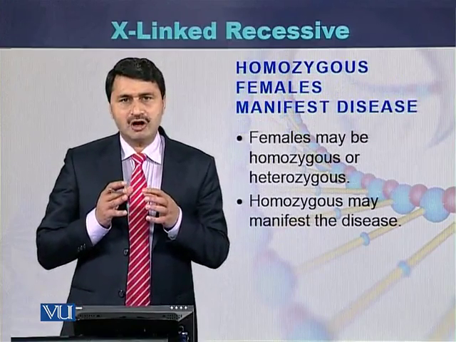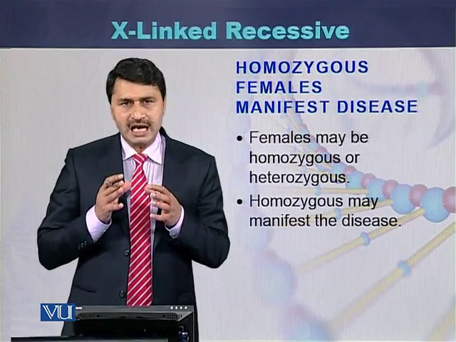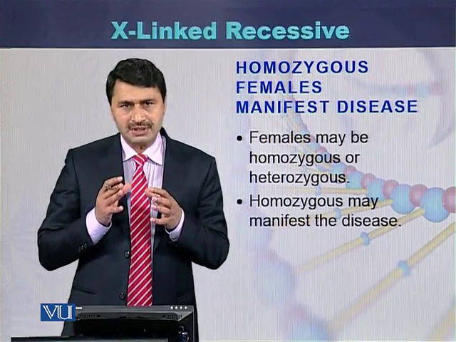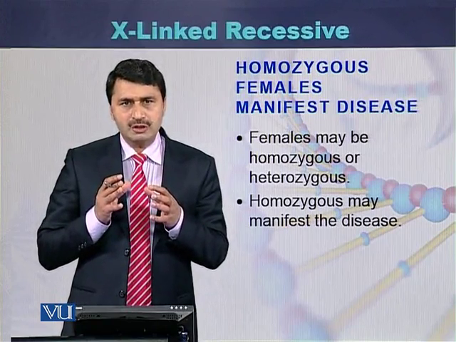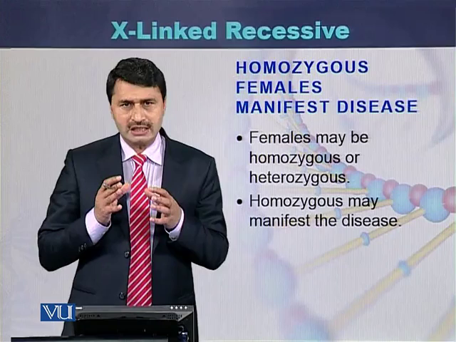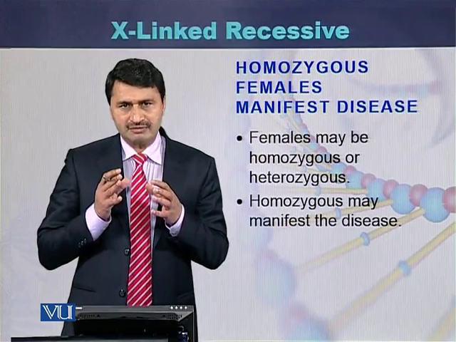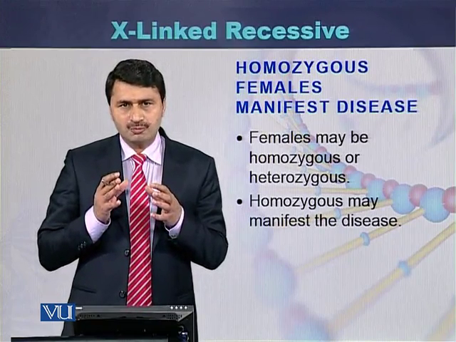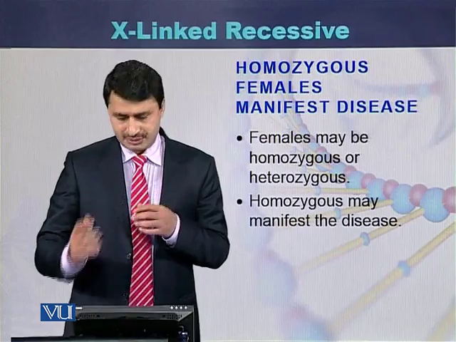While in case of females, they can be heterozygous, they can be homozygous. The disease would appear when females would be homozygous for the mutated allele. If the females are heterozygous, the disease would not appear in the females, although they would be the carrier of the disease.